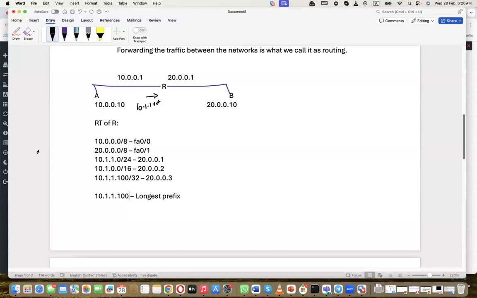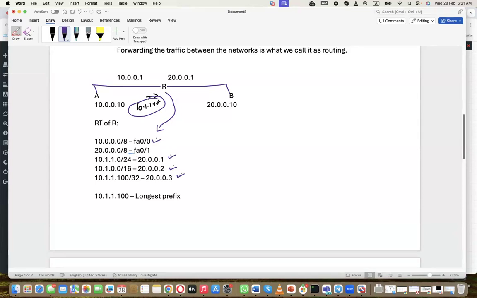When the router is consulting the routing table, it concludes that there are four entries which could be used for forwarding the traffic. So this is matching, this is matching, this is matching, and this is also matching. There are four entries in the routing table matching the received packet. In this case, what will the router do? Will it use this entry or this entry or this entry or this entry to forward the packet?